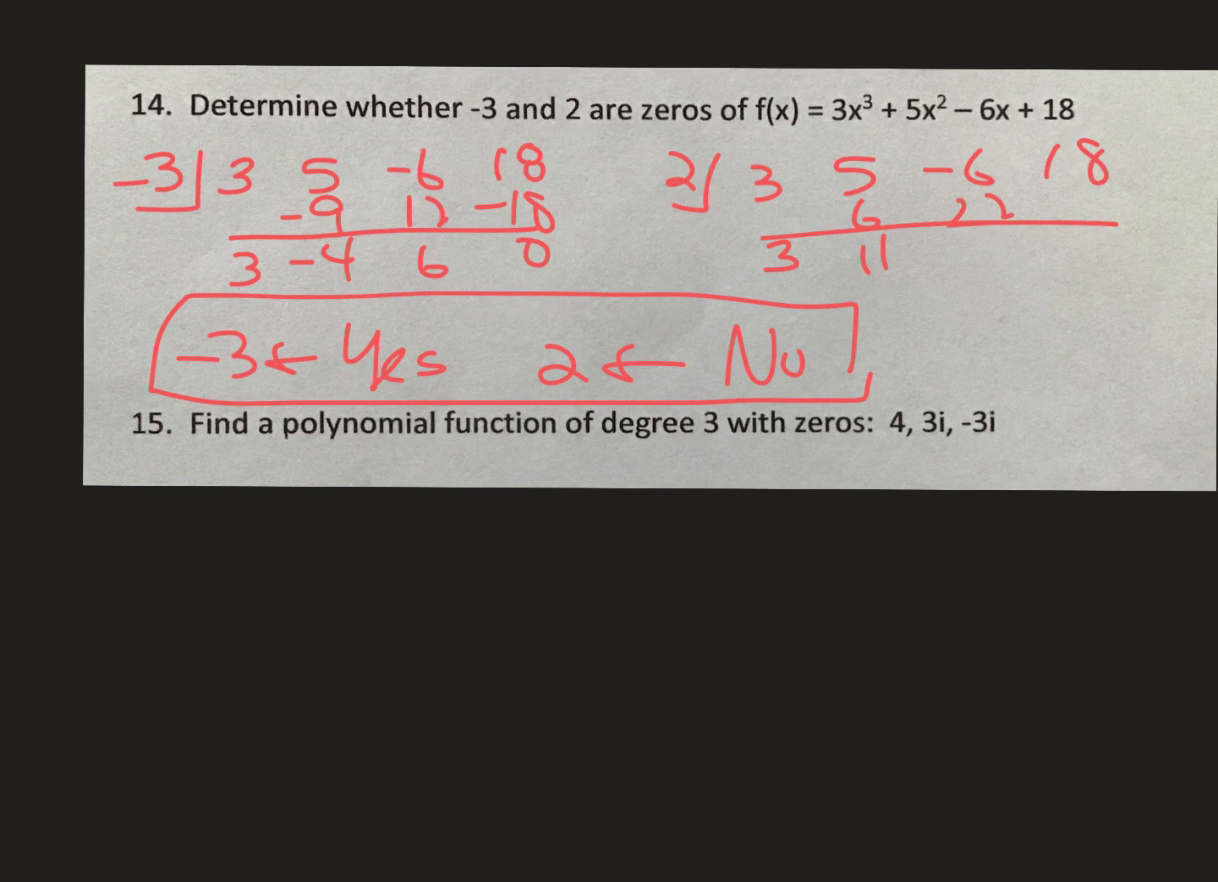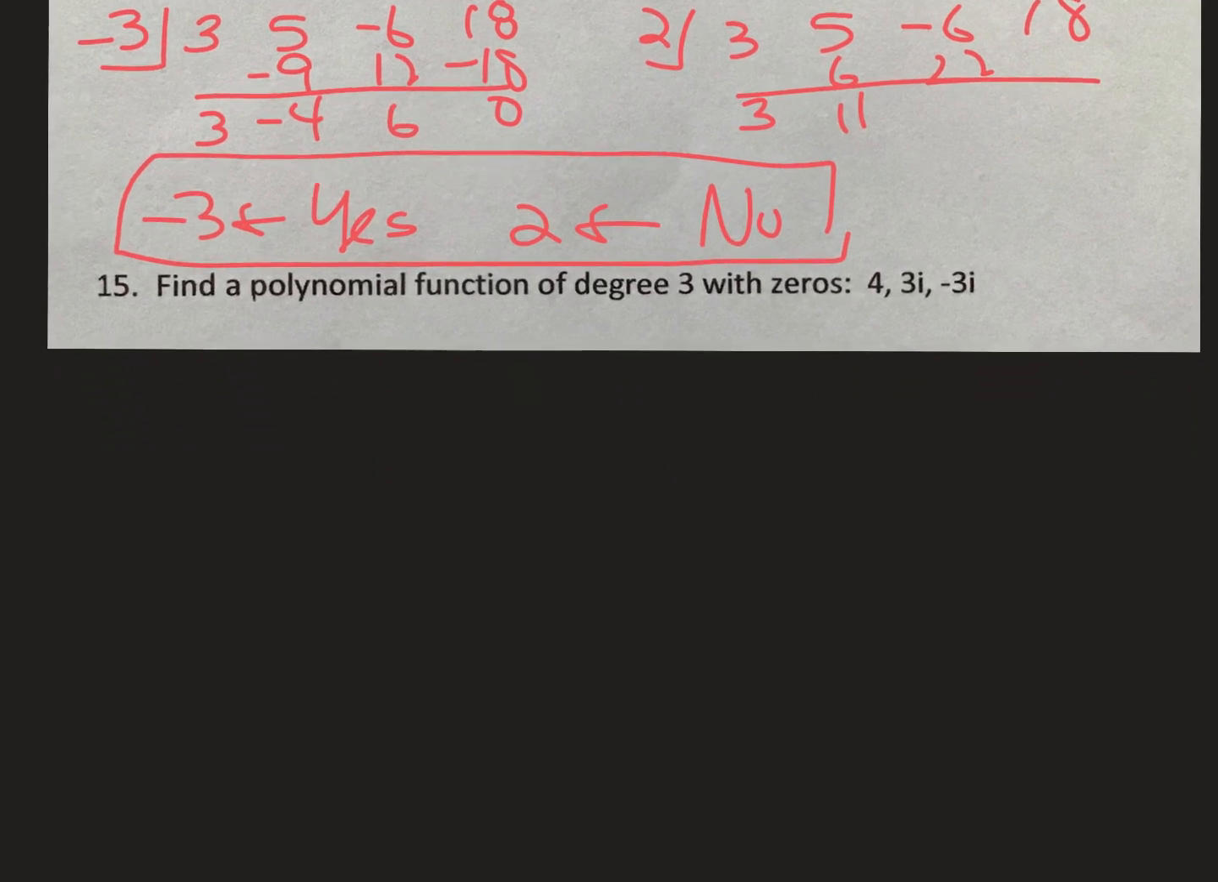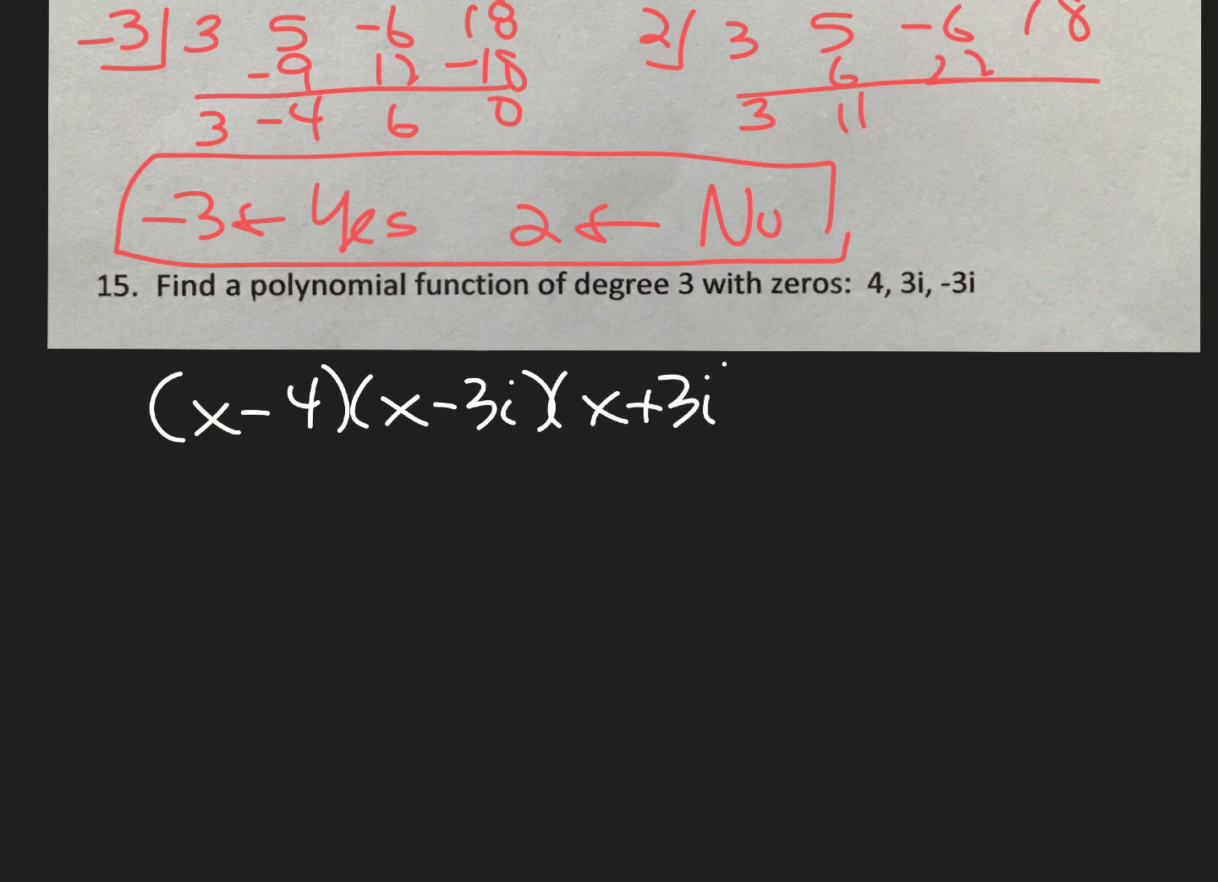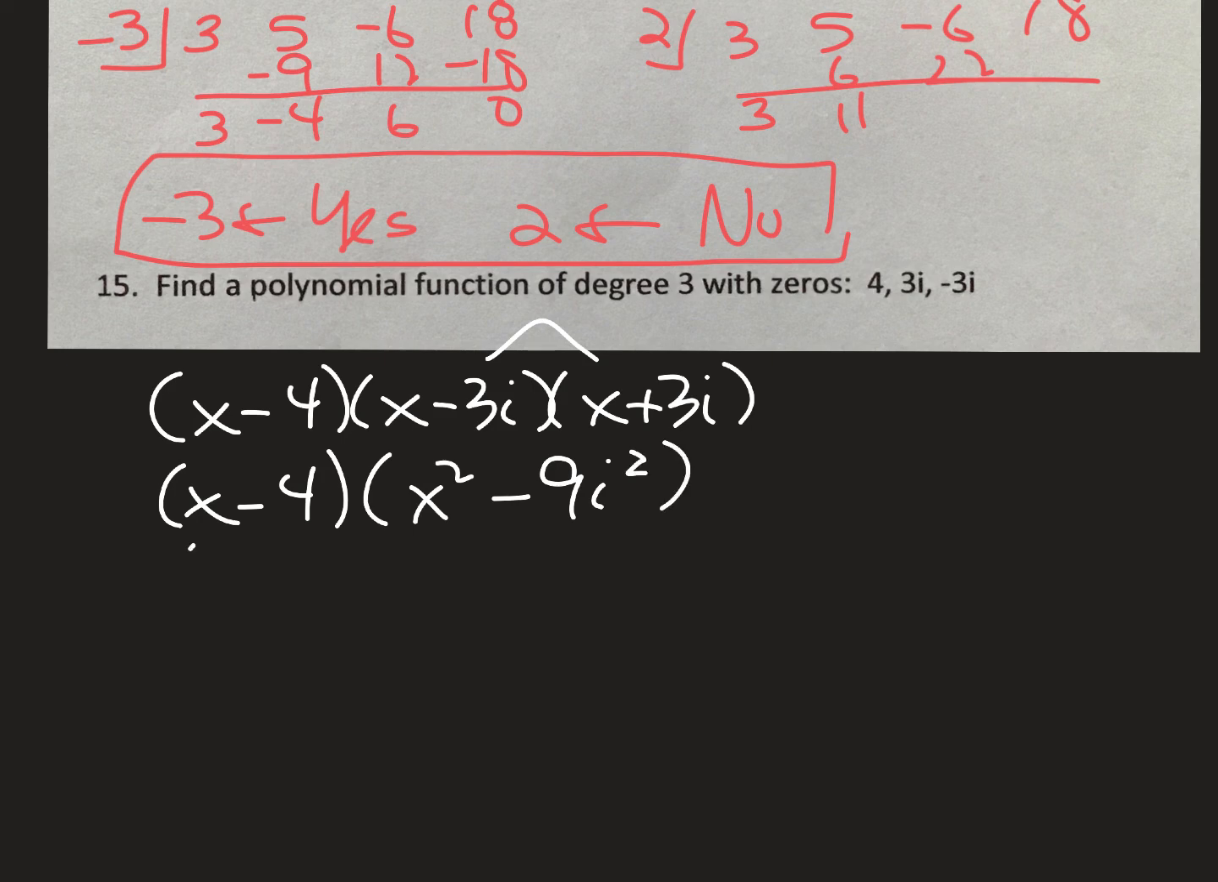All right, the last one. 15. Find a polynomial of degree 3 with those zeros. All right, so write them as factors. So I'm going to take the 4, write x minus 4. The 3i, x minus 3i. The -3i, x plus 3i. All right, now if I were you, I would do the conjugates first. These second two are conjugates. Conjugates, remember, you can do FOIL. So if you do FOIL, you get first, last, just like that. Now remember i squared is really -1, so it changes that minus 9 to plus 9.